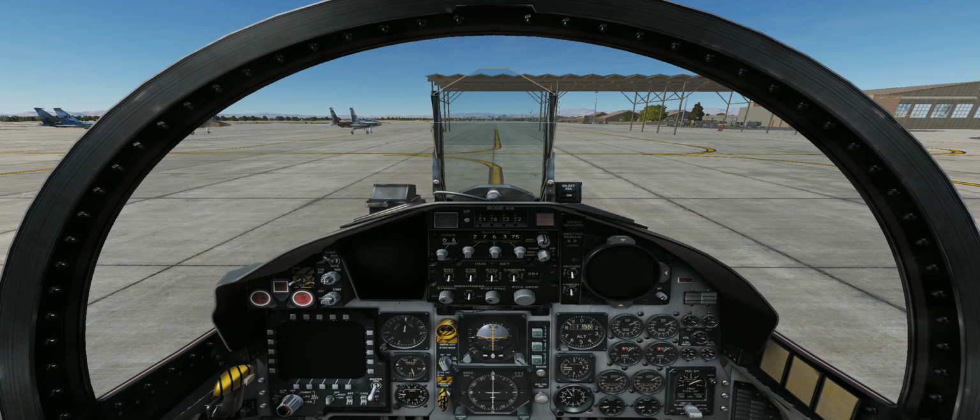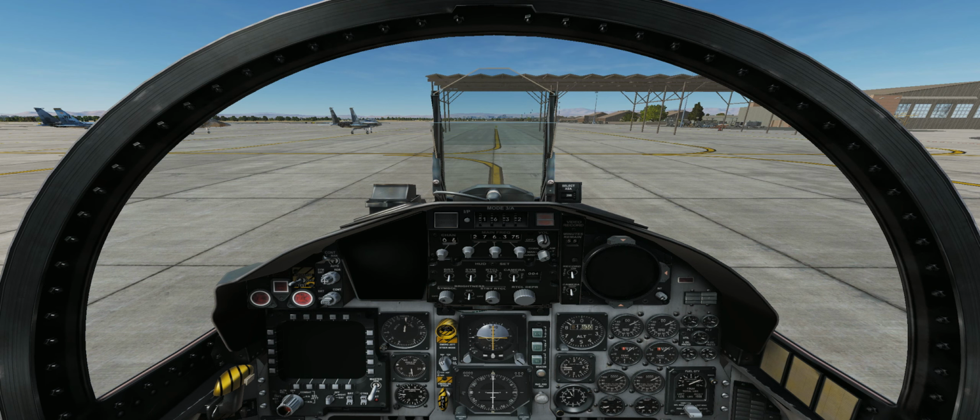Alright, ladies and gentlemen, this is an introduction to the F-15C in DCS. I want to put this together so that some of y'all might be able to understand the aircraft and everything that it offers. We're going to start by going over the instrument panel.